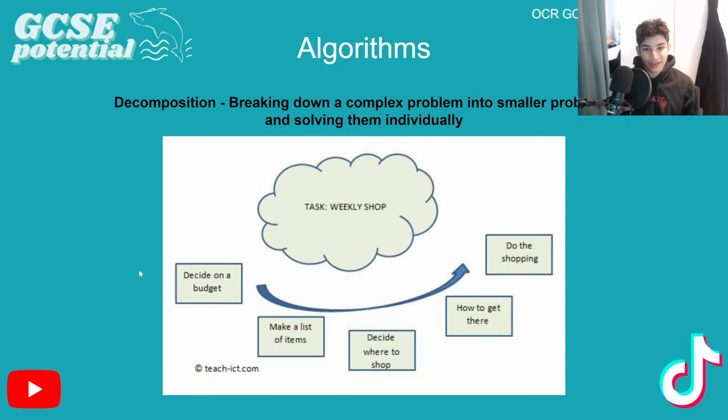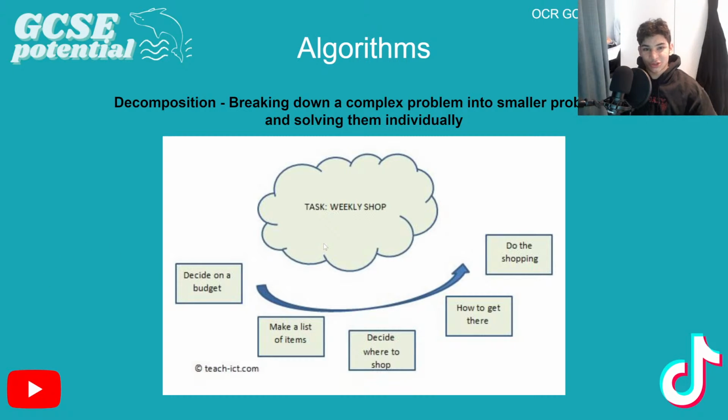Cool. Decomposition. So decompose, you guys might know this from biology or science in general. That's basically where you break things down. So if you apply this to computer science, is where you break down a complex problem into smaller problems and you solve them individually. So we have a little example here.